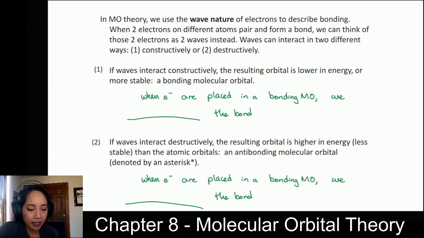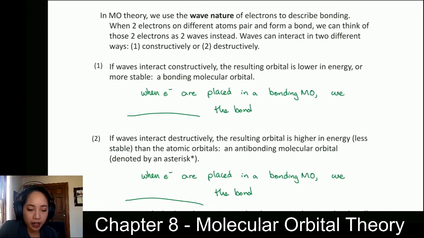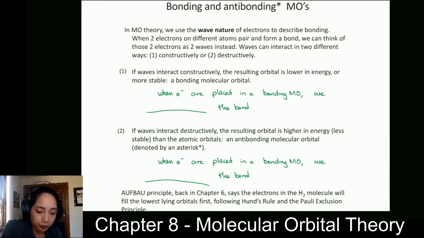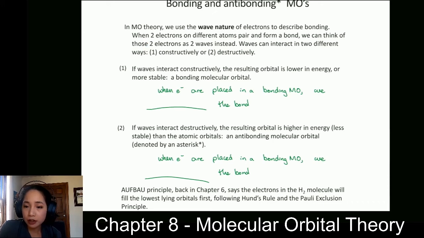So when we use MO theory, we're thinking about the wave nature of electrons. I've drawn the atomic orbitals coming together. We've thought of those electrons as particles in VSEPR theory and drawing Lewis structures, but in MO theory and even valence bond theory, we think about orbital shapes. Those shapes are due to the wave nature of electrons. And so when we combine waves, they can interact constructively, or they can interact destructively.